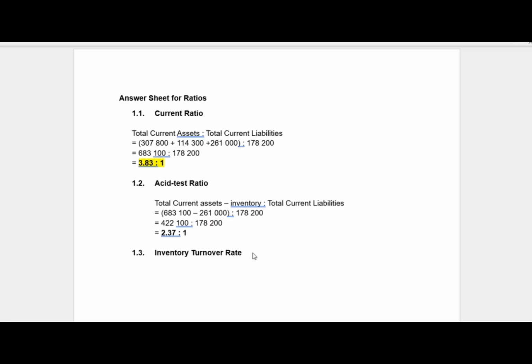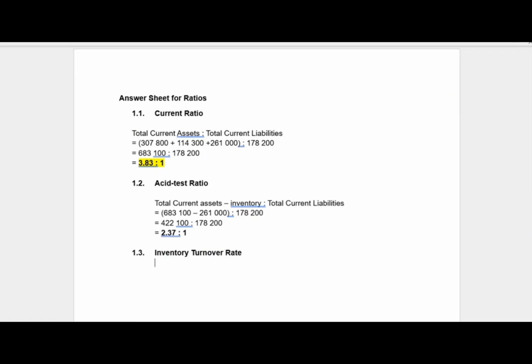Remember this ratio, for better understanding, is going to be in times. So why are we saying it's going to be in times? Because it's the ratio that shows how many times an entity has sold or replaced its inventory during a given period, right? So let's see how we calculate this.